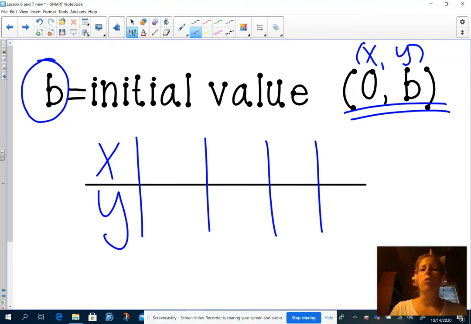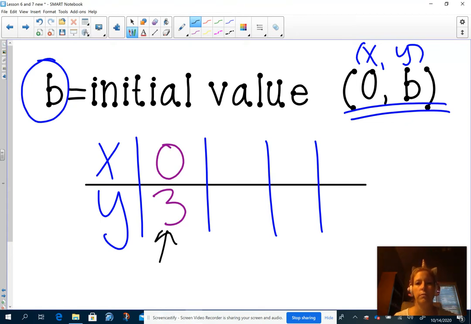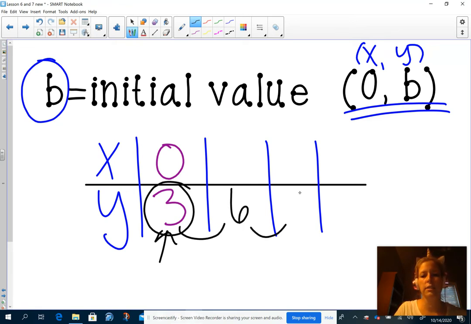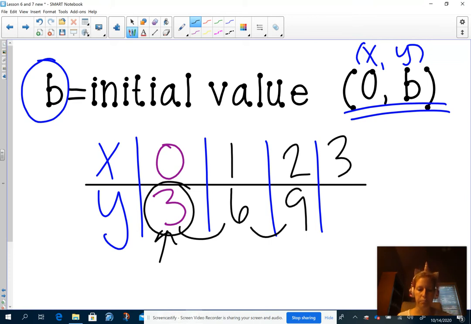Okay, so I want to show you what this means. When my x is 0, whatever this number is right here, that's my initial value. So what's your initial value here? It's a 3. Okay, so watch this. So let's say I go 3, 6, 9. Here I'm going to go 1, 2, 3, right?